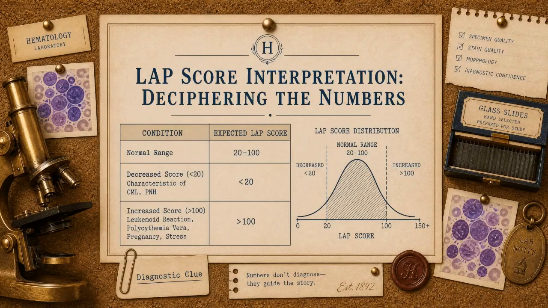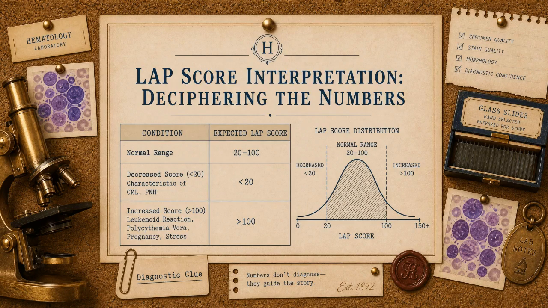This is where the LAP score truly earns its stripes as a diagnostic tool, especially when we're trying to differentiate CML from other conditions that can cause a sky-high white blood cell count. A markedly decreased LAP score, typically less than 20, is a characteristic feature of untreated chronic myelogenous leukemia. This happens because the rapidly produced neutrophils in CML are often functionally immature, leading to low enzymatic activity. So, if you see a patient with significant leukocytosis and a very low LAP score, CML should be at the top of your differential diagnosis list.